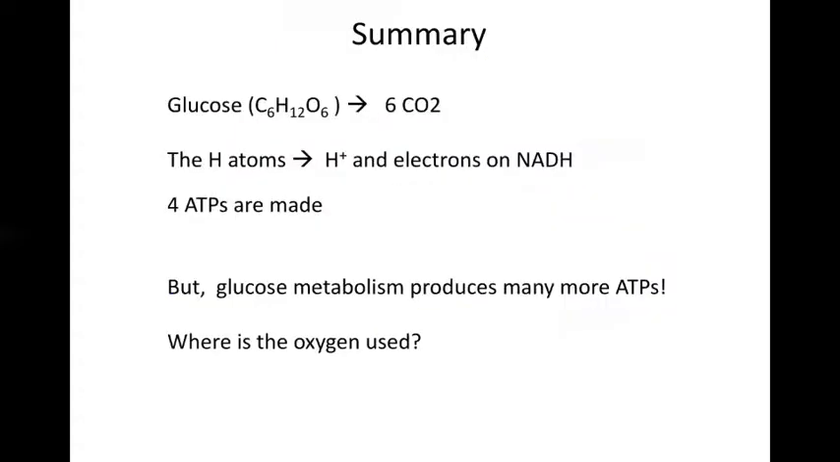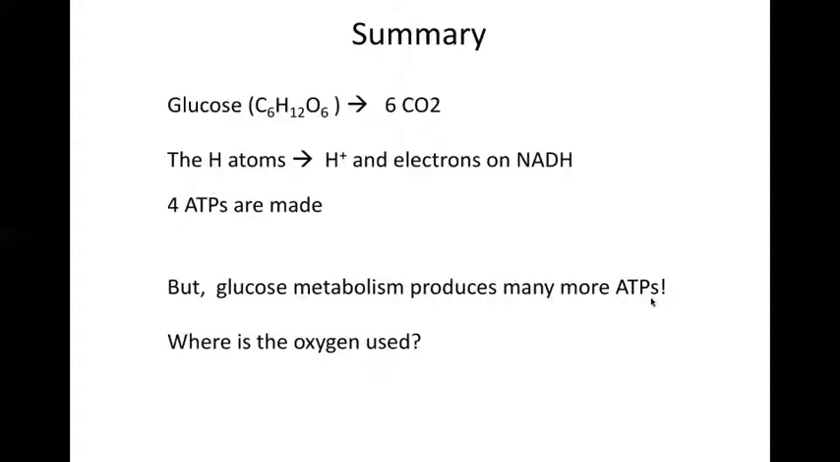Okay, so here's the summary. Glucose, C6H12O6, goes to 6 CO2s. The hydrogen atoms go to H plus and electrons, and the electrons are being carried on this NADH. We saw some ATPs were made in glycolysis. Another pair of ATPs were made in that last reaction, which is called the Krebs cycle. But we know that glucose has enough energy to make a lot more ATPs, and we know that it does make many ATPs.